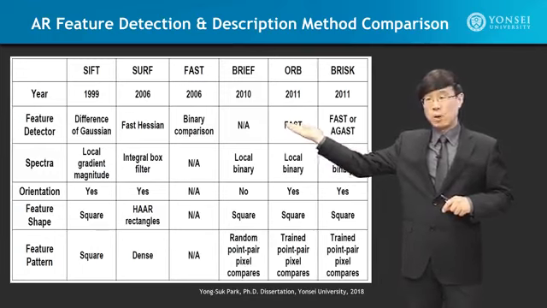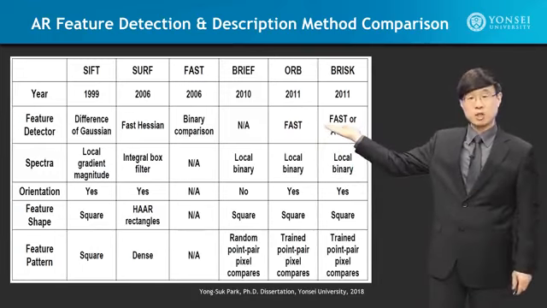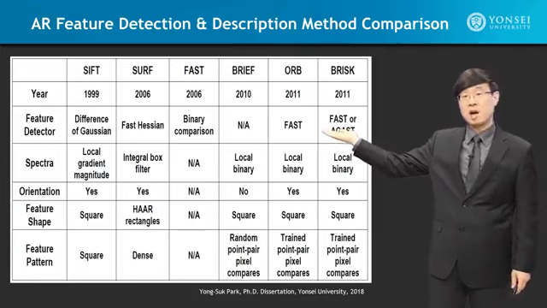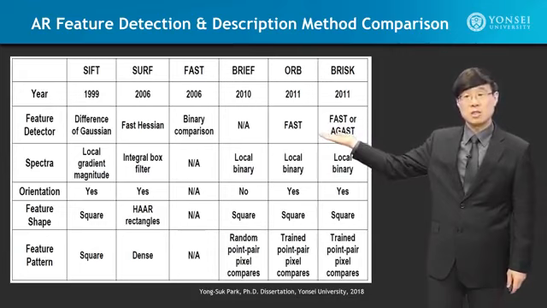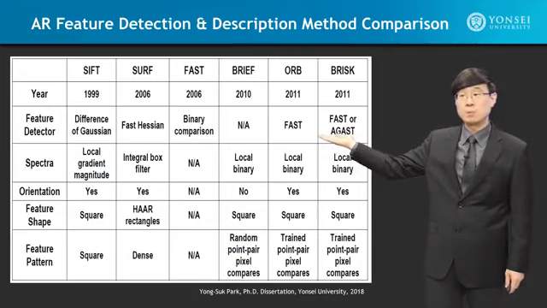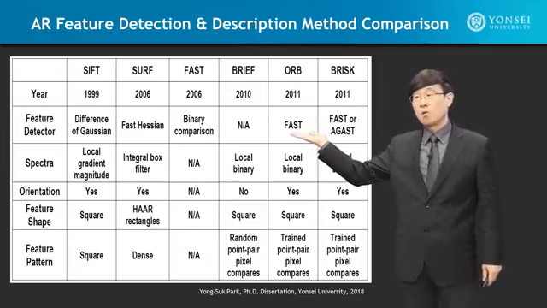Feature detector. Well, number 1, SIFT uses difference of Gaussian. And later on, I'm going to be talking about DOG, D-O-G. And that's exactly what DOG stands for, difference of Gaussian. Then SURF uses fast Hessian. Over here, FAST uses binary comparison.